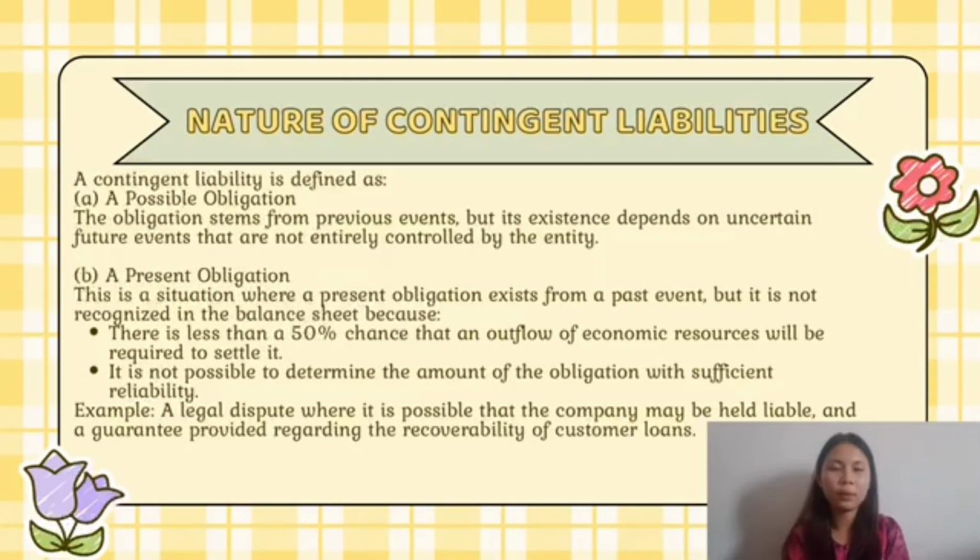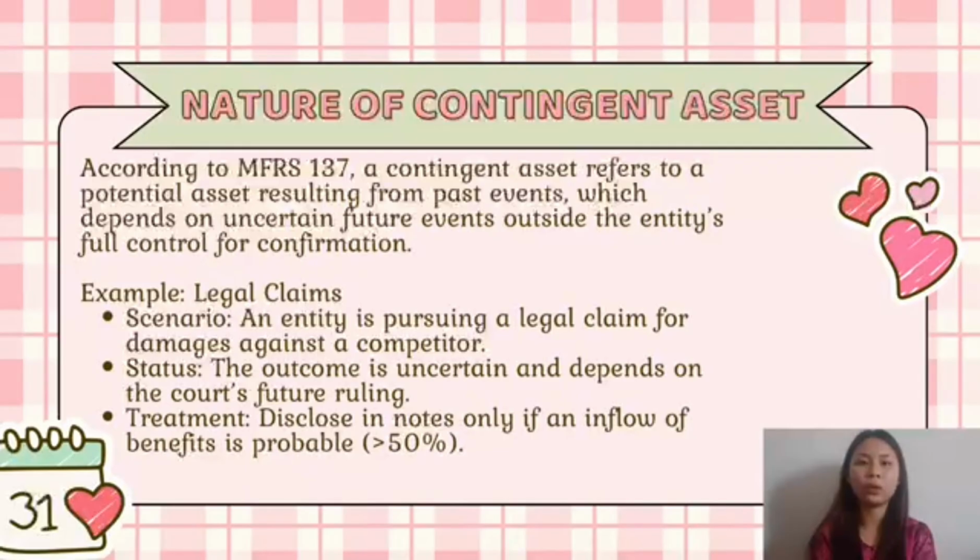A good example is a legal dispute. If a company is involved in a lawsuit but it is unclear whether it will lose, then it is treated as a contingent liability. Another example is a loan guarantee, where the company will only have to pay if the customer fails to repay. Last is the nature of contingent asset.